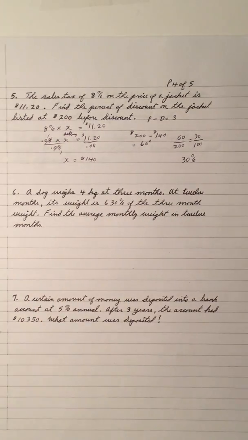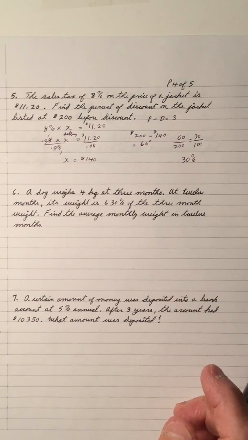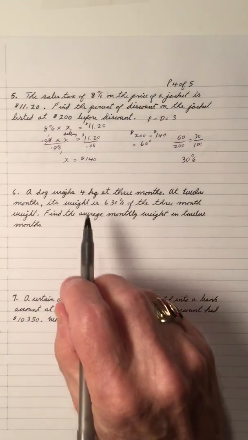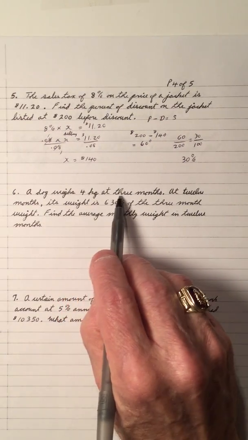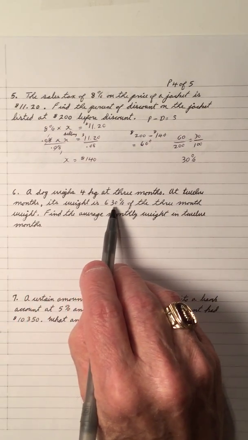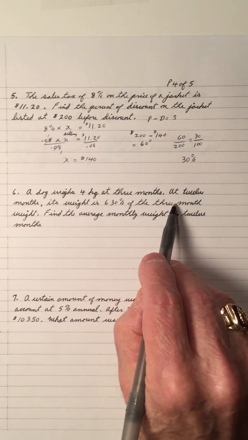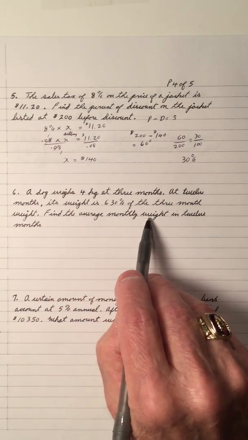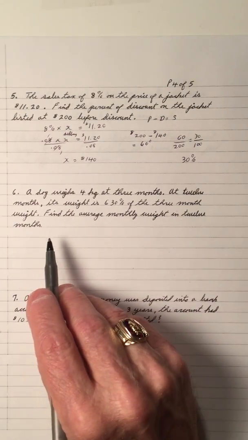Again, I said there were going to be extra problems, and some of the problems were designed to make you think differently. Number 6, a dog weighs 4 kilos at 3 months. At 12 months, his weight is 630% of the 3-month weight. Find the average monthly weight gain in the 12 months.